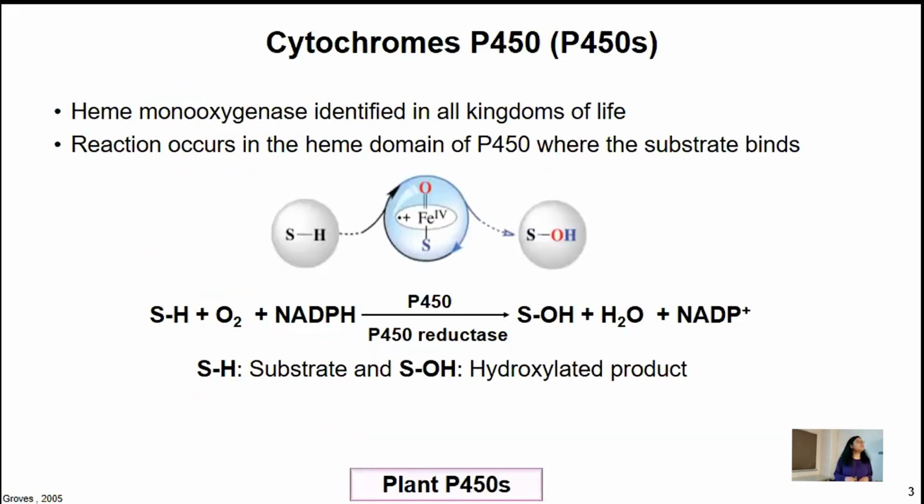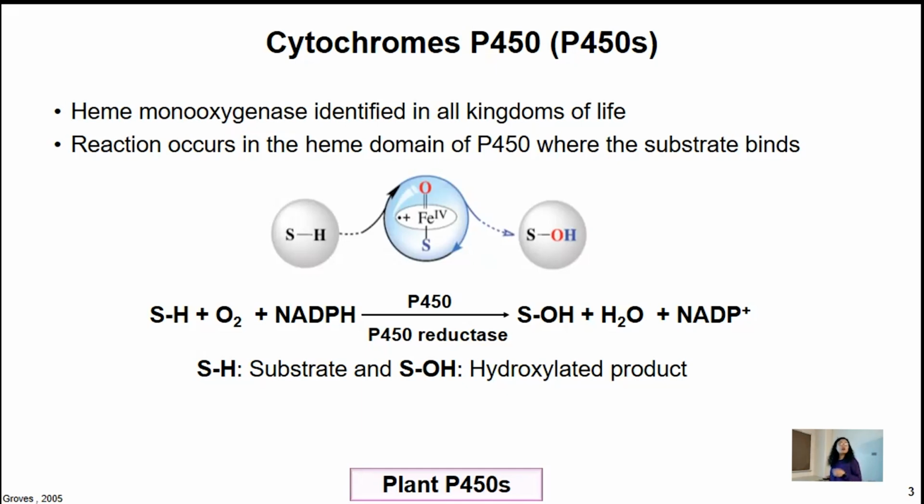Cytochrome P450 is a heme monooxygenase enzyme that has been identified in all kingdoms of life. Heme meaning, as shown in this figure, this enzyme has a heme domain. And this heme domain is a part of its active site, and it has iron.